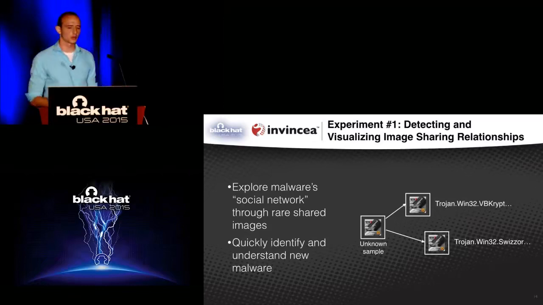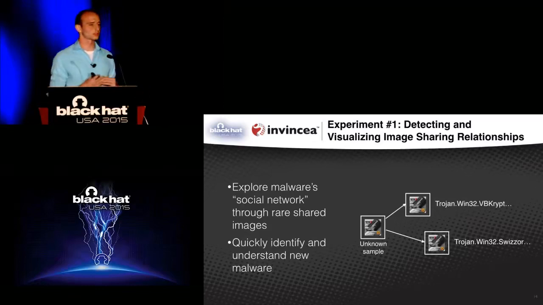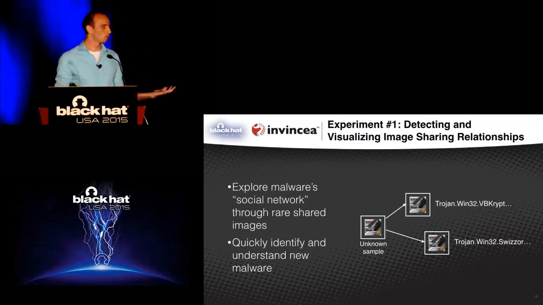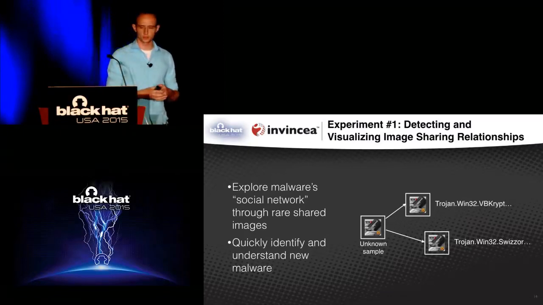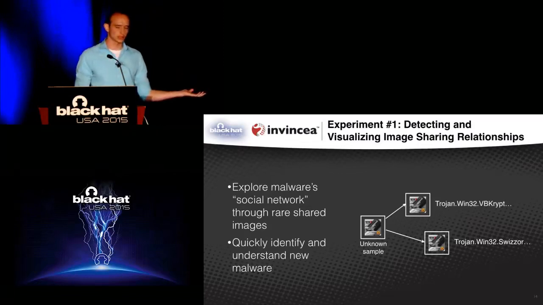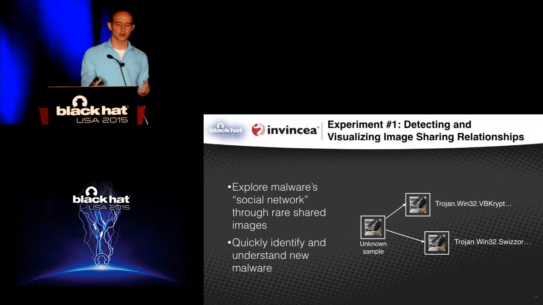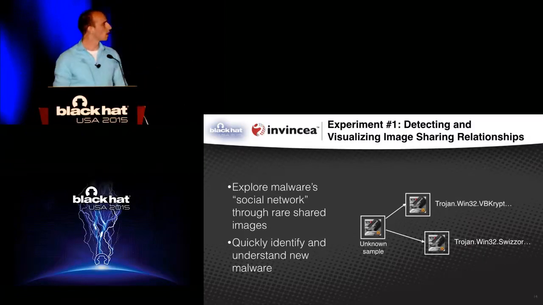So for our first experiment, we looked at how we could detect and visualize these relationships between malware samples. The idea here is if you could explore a malware sample's social network through these shared images, maybe rare images, like in this example, this kind of gun thing, you can begin to identify, first, is it even malicious? And then you can apply the results of your analysis on other samples to this kind of unknown sample. So if we know nothing else about this unknown sample here, we can see that it's sharing an image with two samples we've previously analyzed and identified as being Trojans.